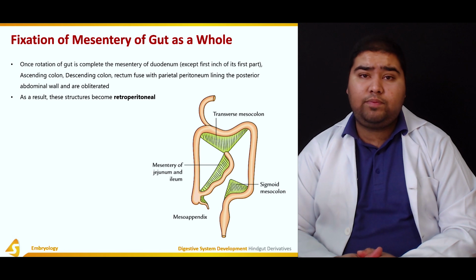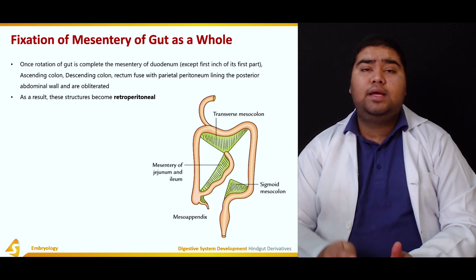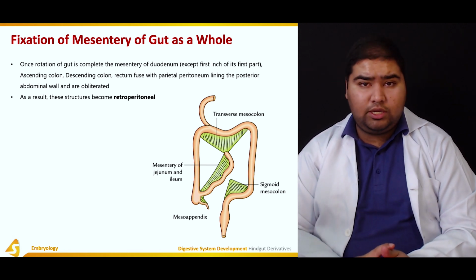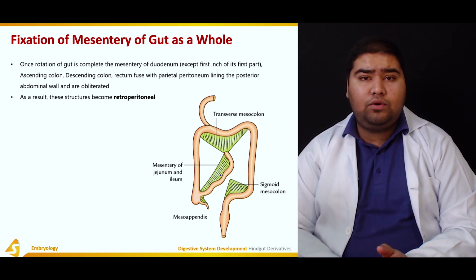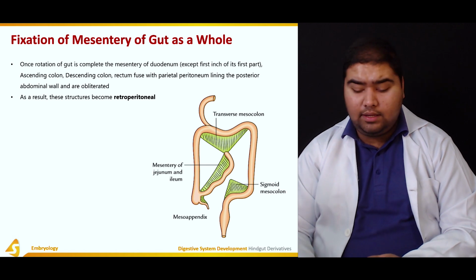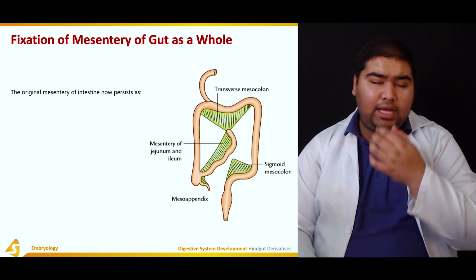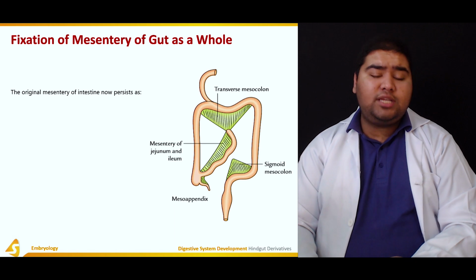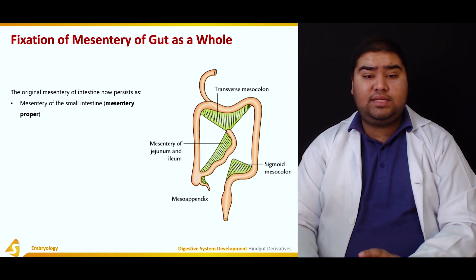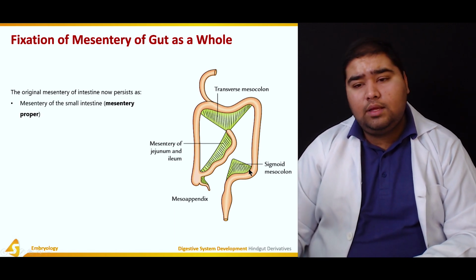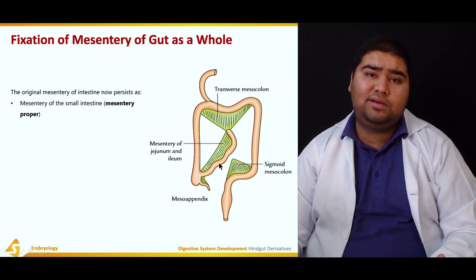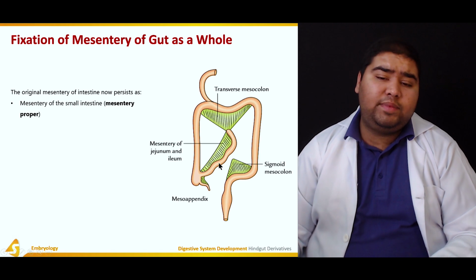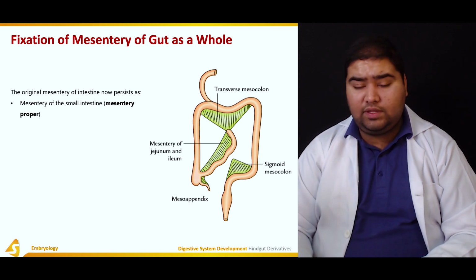So what are the retroperitoneal gut structures? They are the duodenum, except for the first inch of its first part, the ascending colon, the descending colon, and the rectum. So what happens to the rest of it? The original mesentery now persists as the mesentery of the small intestine. This is the mesentery proper, the mesentery of the small intestines. It includes the mesentery of the duodenum and that of the ileum.